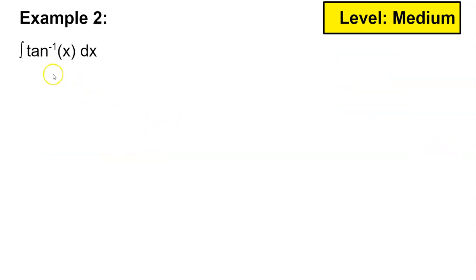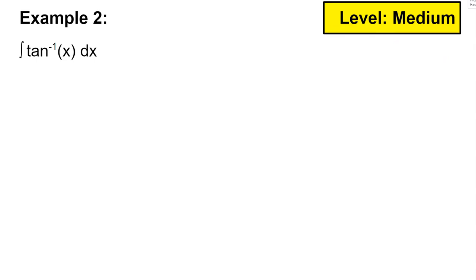Example 2, we have tan inverse of x dx. So again, you might think to yourself, why do we have to use integration by parts here? I only see one function in here, and that's tan inverse of x. Well, you can't take the antiderivative of an inverse trigonometry function without using some special integration method. So we're going to use integration by parts.